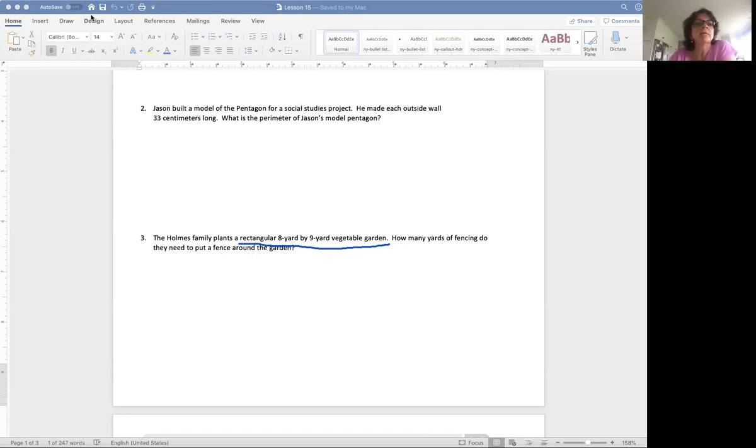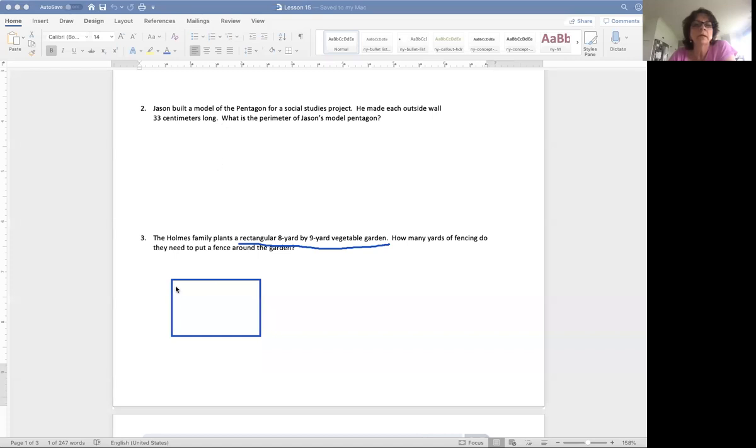So the first thing I'm going to do, now that I've underlined my knowns, I'm picturing a rectangular garden. And so a rectangular garden is going to be in the shape of a rectangle. So I need my picture, and I will draw a rectangle. And it's an 8-yard by 9-yard garden. So I'm going to go ahead and label my side lengths. You can label yours as well.